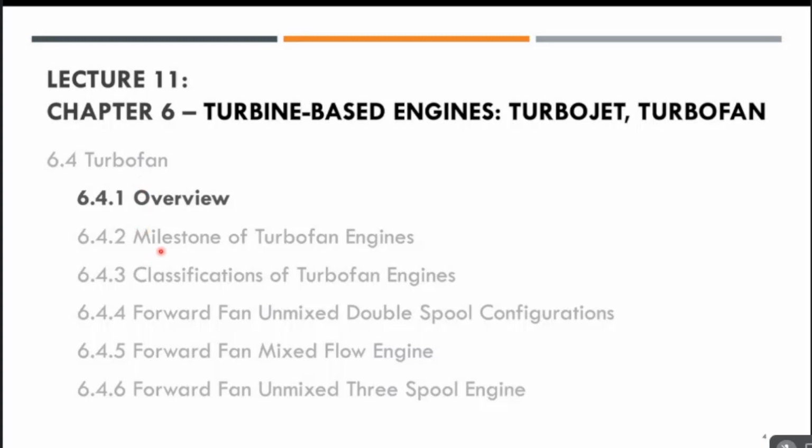And then we will look into the historical aspect of turbofan engines, when it was started and how it evolved throughout the years until the recent years. And we will also touch on the classifications, how turbofan engines are classified, as well as looking into the forward fan unmixed double spool configurations. Before we have a short break, the plan is to have a short break at 6.4.4, and right after the break we will continue on forward fan mixed flow engine, and to end up our session with a forward fan unmixed 3-spool engine. Okay, and of course we have a short summary at the end of the session today.